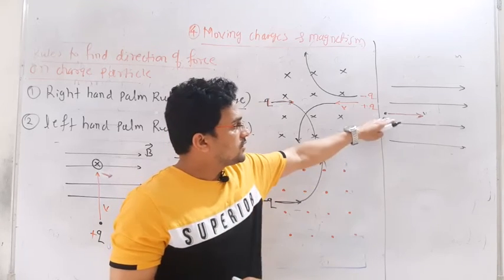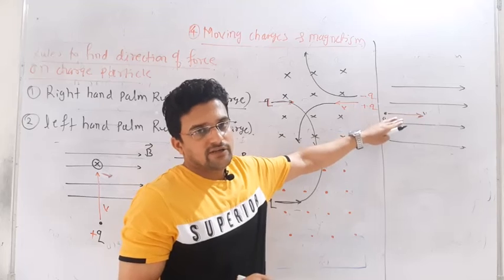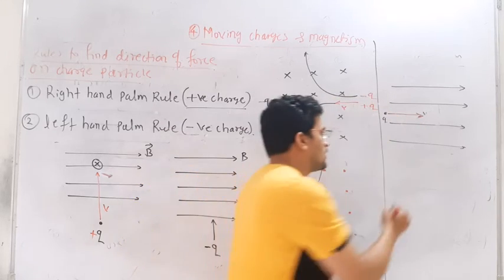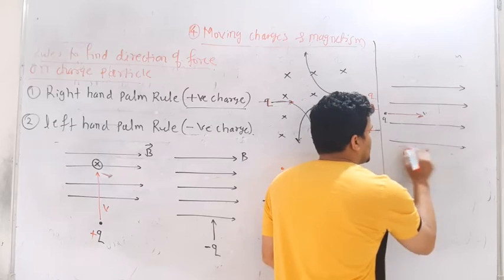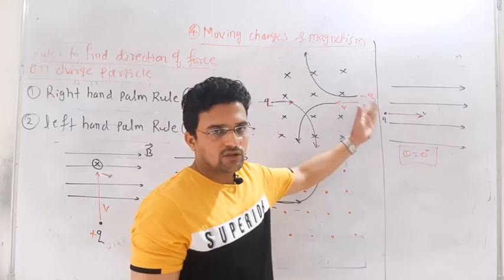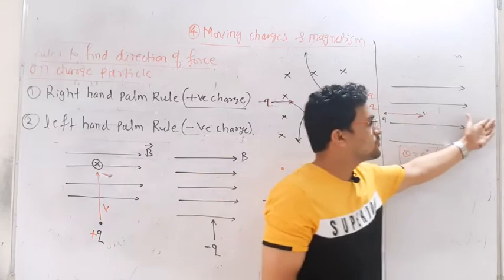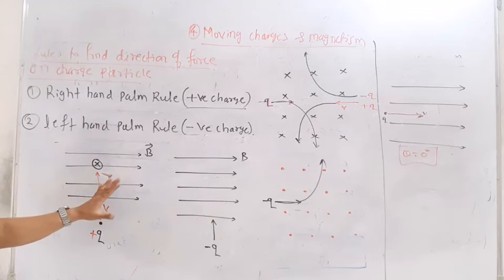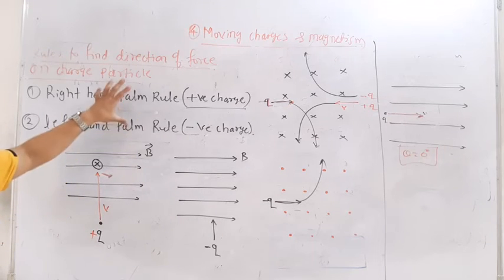Here the charged particle will not deflect anywhere, because the velocity of the charged particle is in the direction of the magnetic field. That means theta is equal to 0 degrees here. That's why no force will act on this charged particle, and it will just pass through the magnetic field. So these are some representations, and these are the two rules.